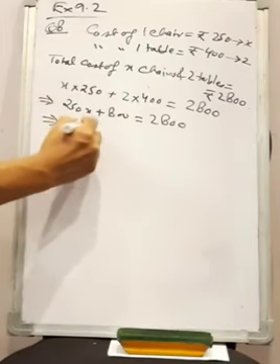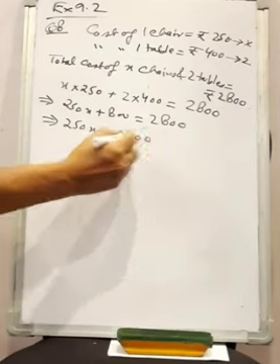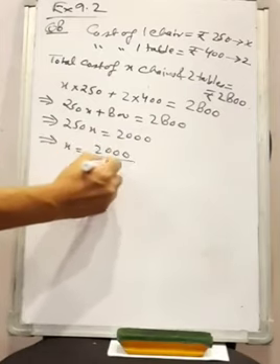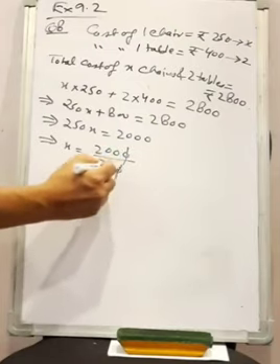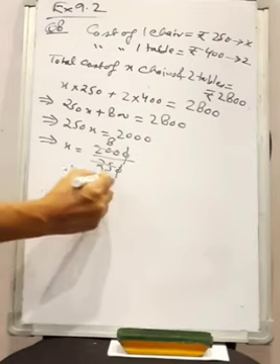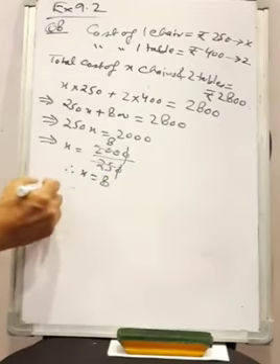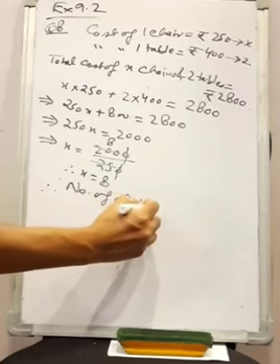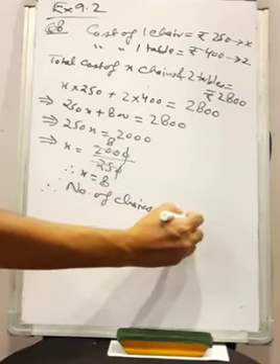So 250x equals 2000. So x equals 2000 upon 250. 25 8s are 200. So therefore x is 8. So therefore the number of chairs is 8, right?